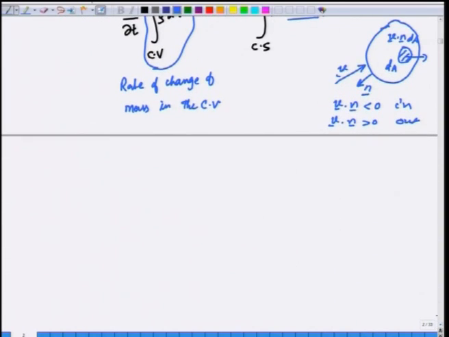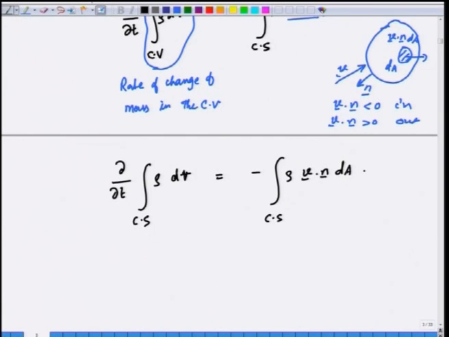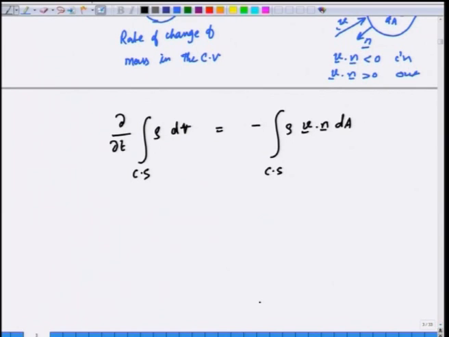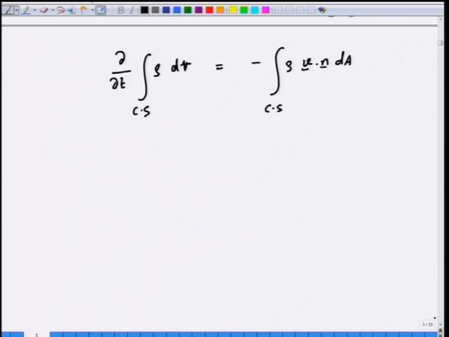So, this is the most general form of mass conservation principle, that d dt of integral over CV rho dV is minus integral over CS rho V dot n dA. Now, we can also simplify this to many special cases. This is the most general form of mass conservation that is valid for any problem in fluid mechanics. For some special cases, the first special case we did is for the case of incompressible fluids.